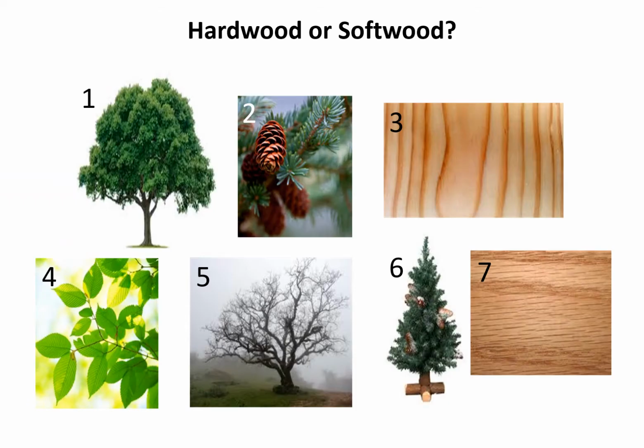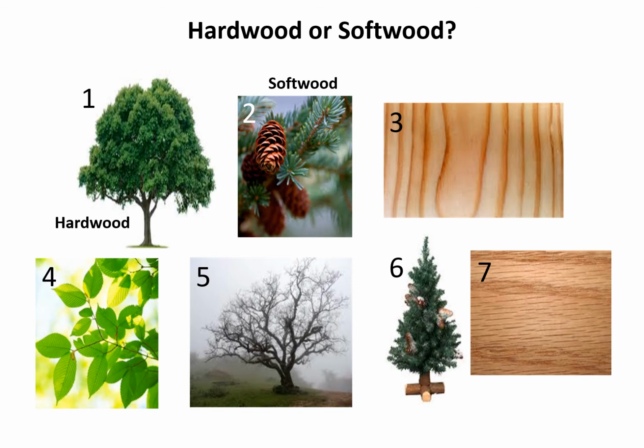Here's a little task for you to have a go of. Look at the pictures 1 to 7 and identify if they are hardwoods or softwoods. Pause the clip now to have a go. Let's go through the answers. Number 1. This is hardwood. This is because it has broad leaves and it's a larger tree.